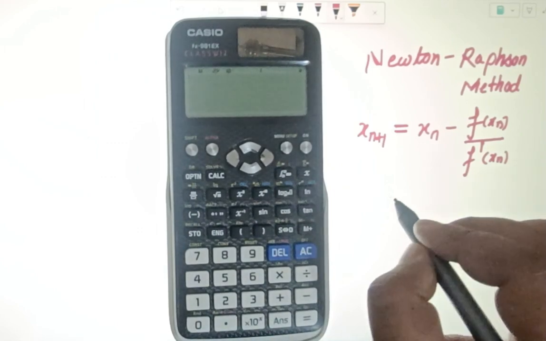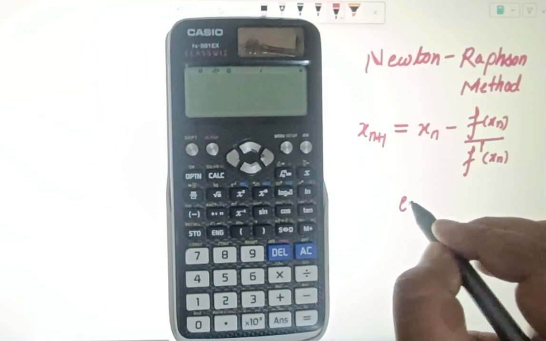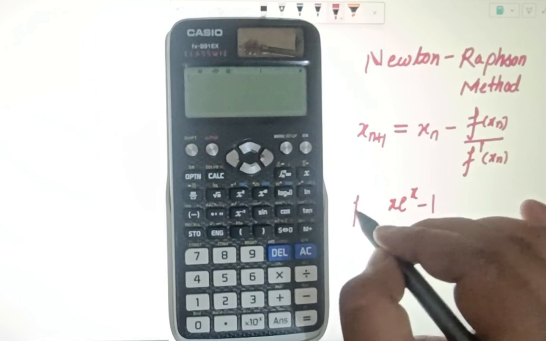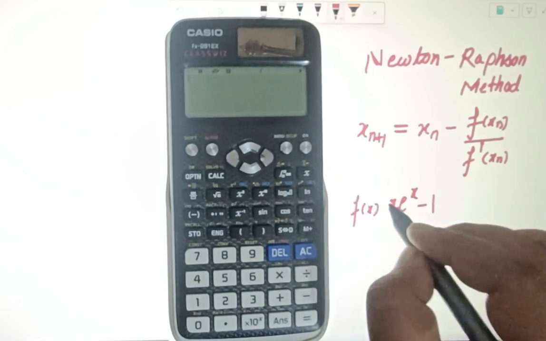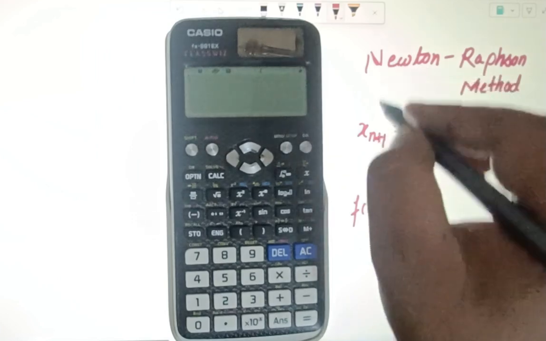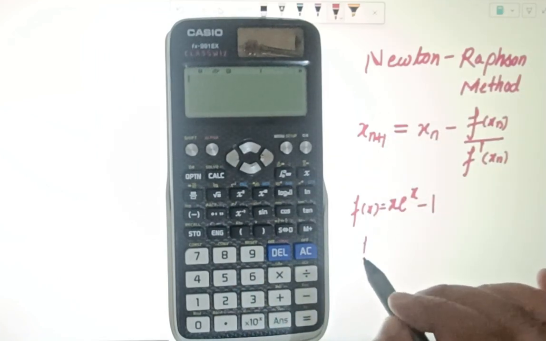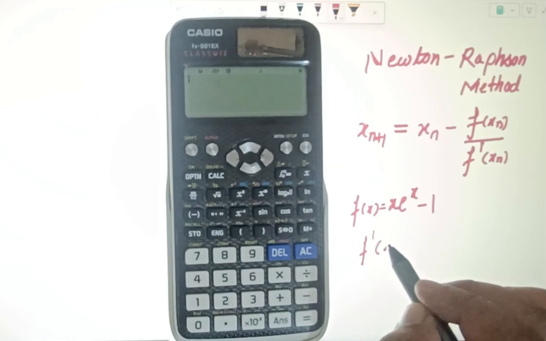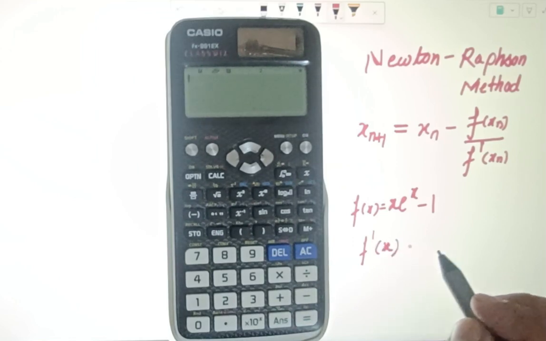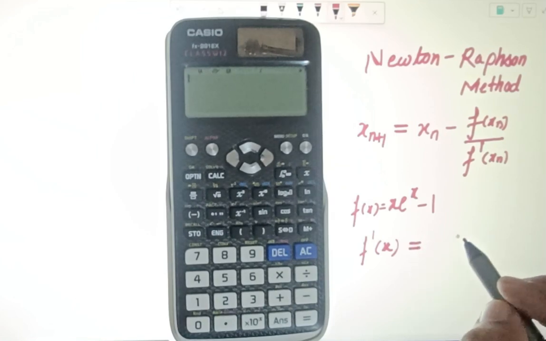For example, if somebody says find the root of x e to the power x minus 1, find the root of this function with the help of the Newton-Raphson method. So obviously it is your f(x), and you need the derivative of that. As I have told you, I have uploaded another video on the derivatives of functions, so you can see it there.